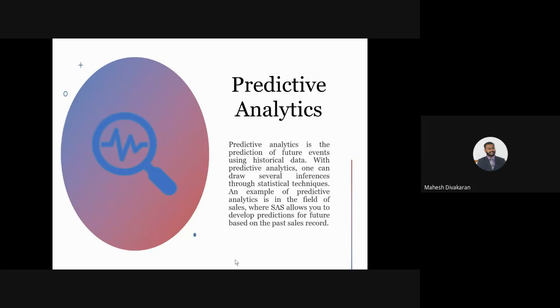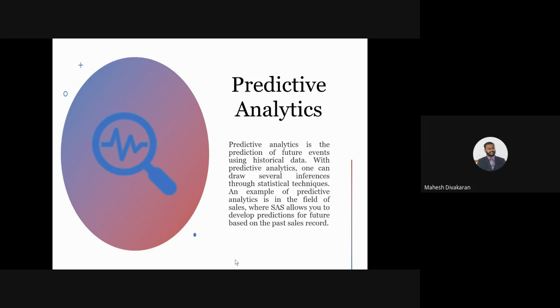The second one is predictive analytics. In predictive analytics, we are predicting the future, like what a horoscope does, but using historic data. With predictive analytics, one can draw several inferences from the data using statistical tools. For example, SAS allows you to develop predictions for the future based on past records, with many predictive analytics tools, regression tools and ETL for forecasting.